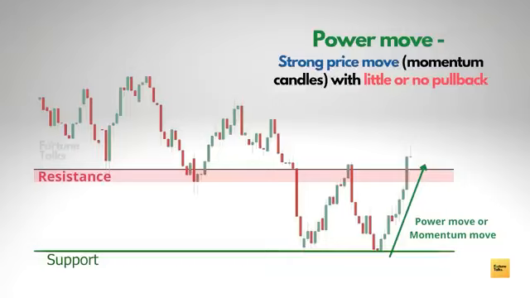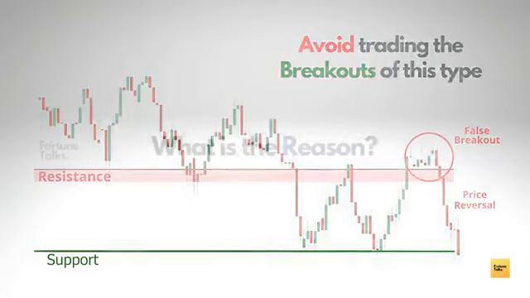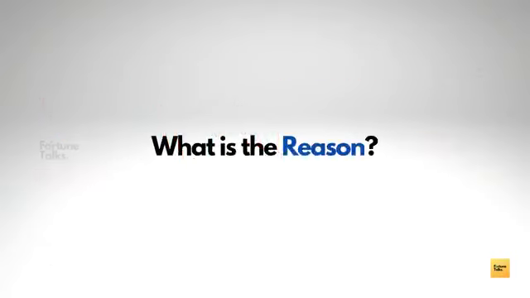Now if the price moves up from a level with little or no pullback and then goes higher, breaking an area or level of value like a support or resistance, then my advice is not to chase the breakout of this type, because more often than not, the market tends to reverse under these conditions. And why am I so sure, and why is it so? Let me give you a very simple explanation of why this actually occurs.